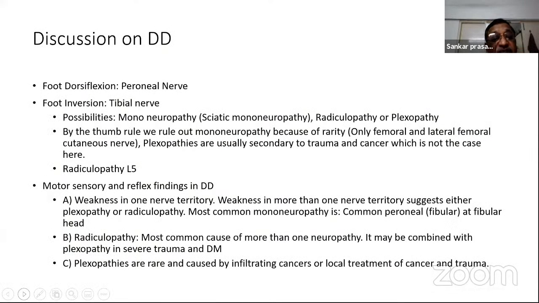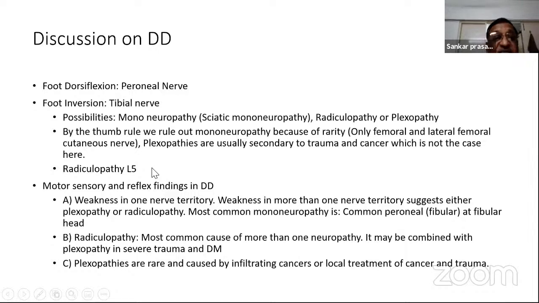So foot dorsiflexion is peroneal nerve. Inversion is tibial nerve. The possibilities are mononeuropathy, sciatic mononeuropathy, radiculopathy, or plexopathy. These are the only three. By thumb rule, we rule out mononeuropathy because of rarity. Only femoral and lateral femoral cutaneous nerve are involved in the lower limb. Plexopathies are usually secondary to trauma and cancer, which is not the case here. So radiculopathy L5 is very important.